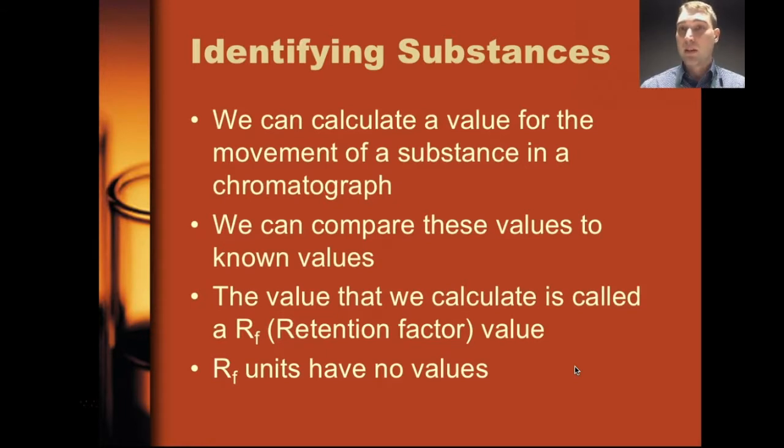In paper or thin layer chromatography, you can use an RF value. An RF value is where you calculate the difference in movement of the substance versus the solvent. That should be fairly consistent for a particular substance as long as you do the experiment in the same way every time. So let's have a look at an example.